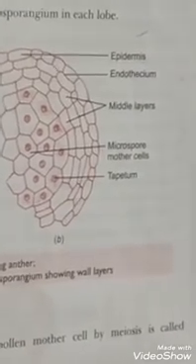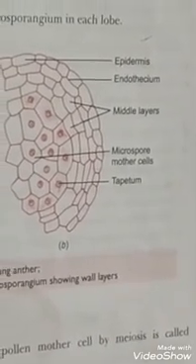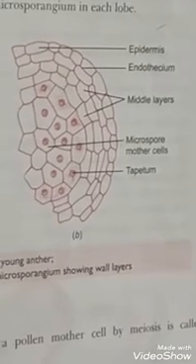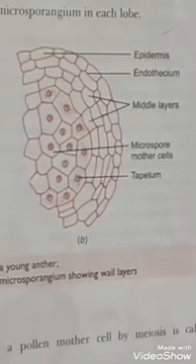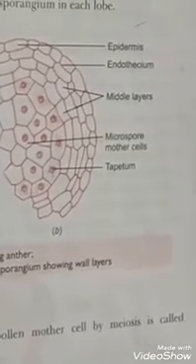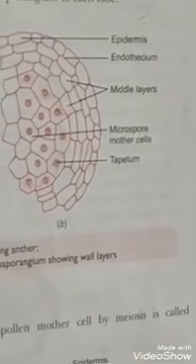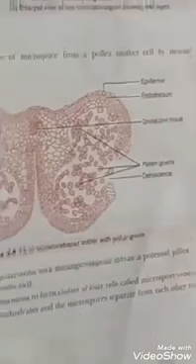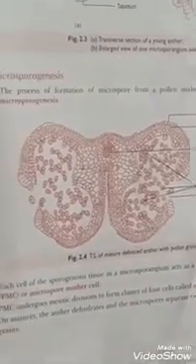These sporogenous cells further develop into microspore mother cells, and then by the process of meiosis, these cells form microspores. Now we will learn about the process of microsporogenesis, means how microspores are formed.